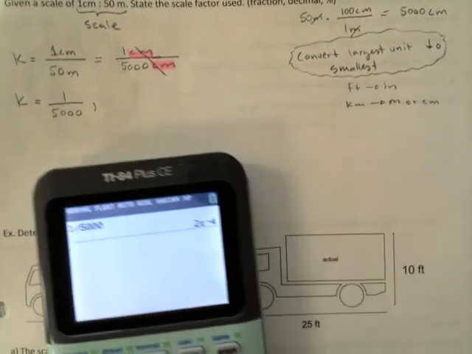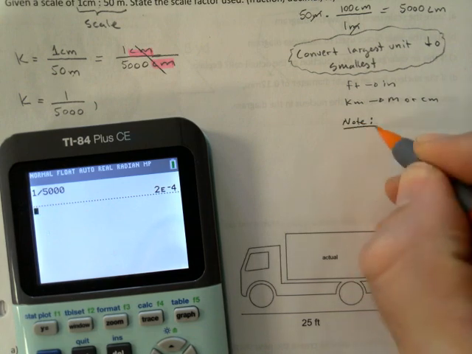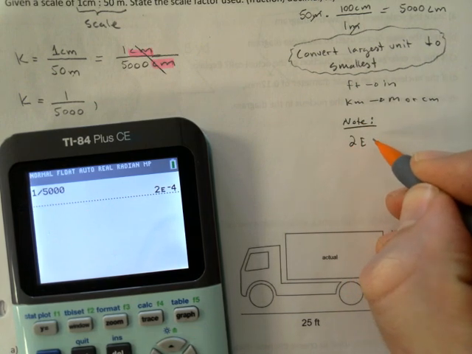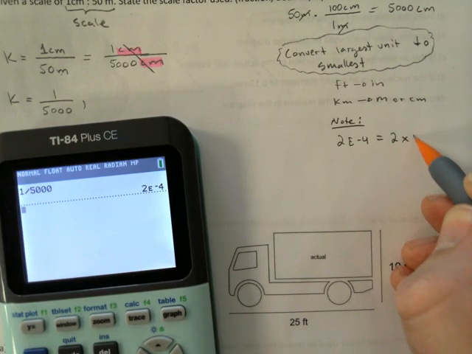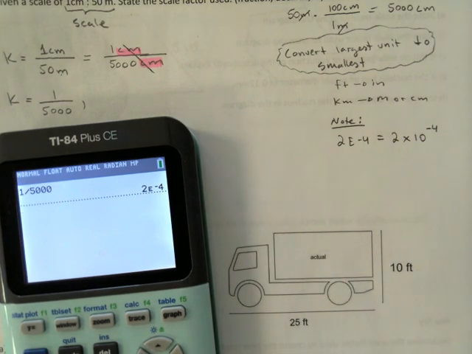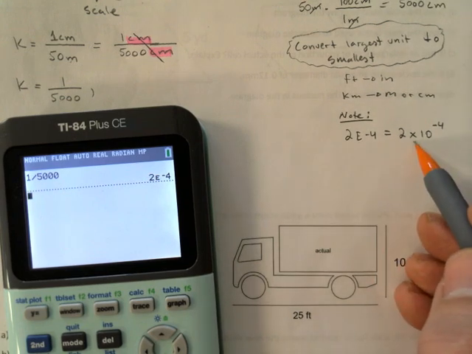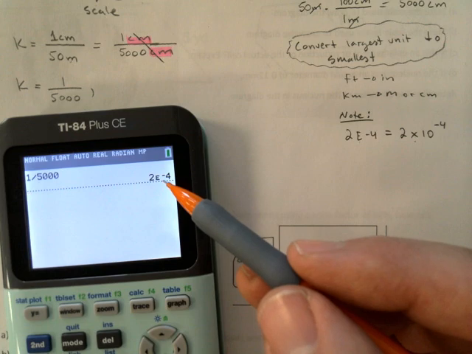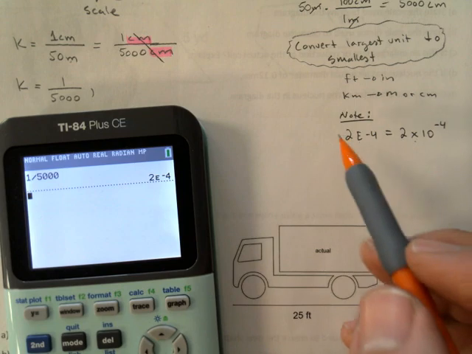Let's write it down before I give you the trick here. Note: 2e to the negative 4 is really saying 2 times 10 to the negative 4. I'm quite certain most of you, if not all of you, have encountered scientific notation in science, physics, chemistry. So that's what that's saying. I feel like they should be able to get this calculator to show it like this, but it doesn't.